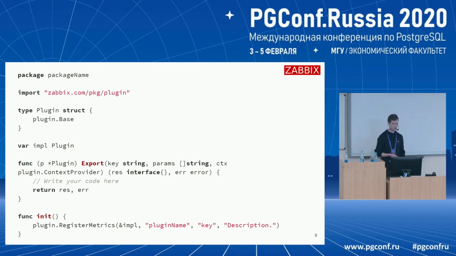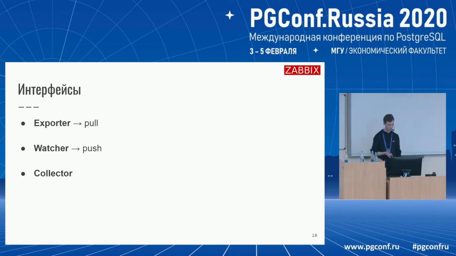So in terms of the agent, a plugin is a simple Go package with one or two interfaces implemented that define the logic of its behavior. Currently there are 5 interfaces, and the first 3 define the model of data manipulation. And there are no strict scenarios of how to use it.